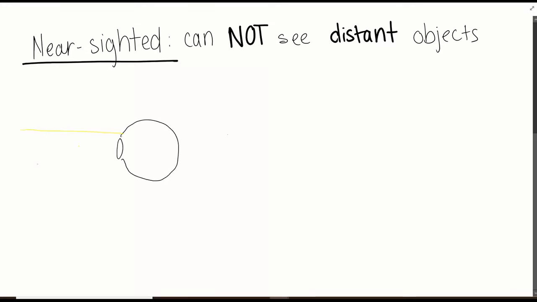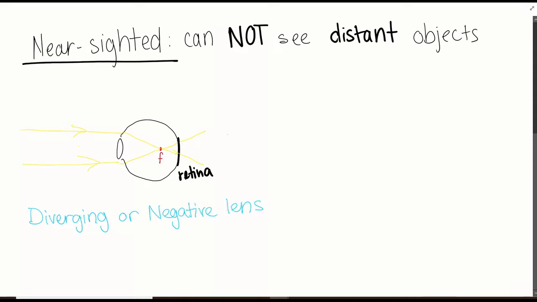The first rule is that rays entering the lens parallel to the axis go through the focal point on the opposite side of the lens. In a nearsighted individual, the focal length is too short and the image of a distant object forms before the retina. To correct for nearsightedness or myopia, we use a diverging or negative lens. Diverging lenses push the rays further apart, increasing the total focal length.